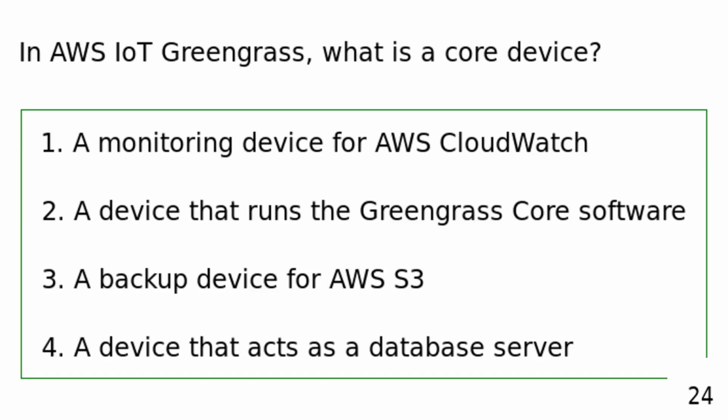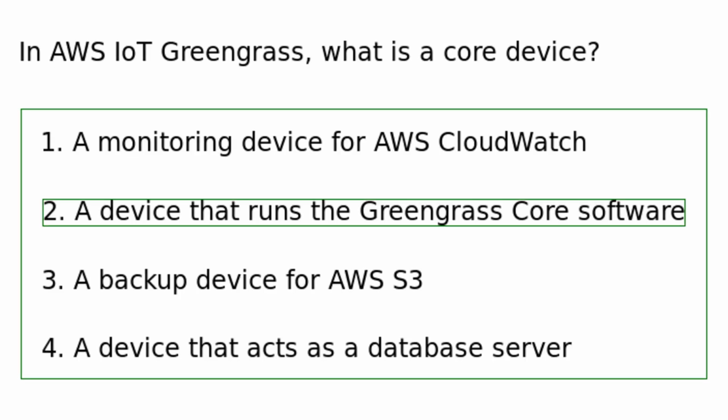In AWS IoT Greengrass, what is a core device? A monitoring device for AWS CloudWatch. A device that runs the Greengrass core software. A backup device for AWS S3. A device that acts as a database server. A core device runs Greengrass core software and manages communication and operations for other connected devices.